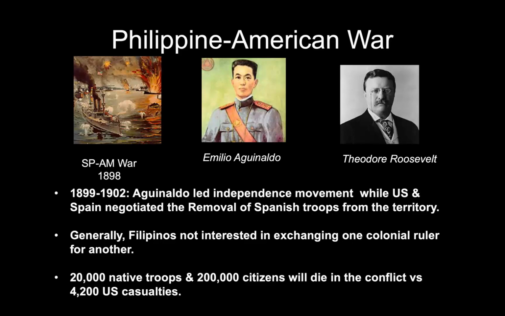How do you do that? Well, American steamships couldn't make it all the way across the 14,000-mile expanse of the Pacific Ocean, and so we needed islands, and all those islands are owned by Spain, and we need those islands to refuel.